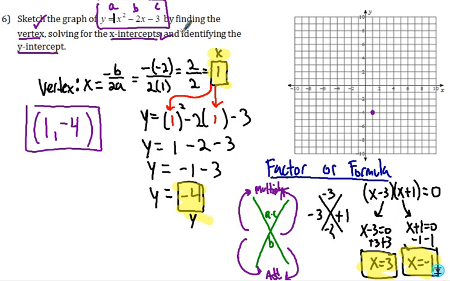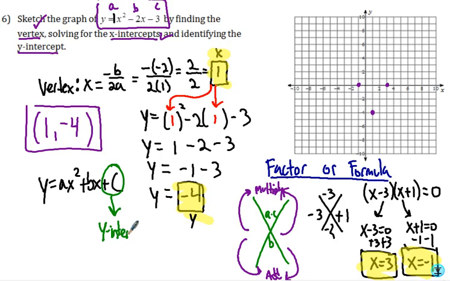Last part they're asking about is the y-intercept. The y-intercept's real easy, and actually you get this one for free. What I mean by you get it for free is that you don't have to do anything. You just look at it, and you know what the y-intercept is. Let me mark these two points. The y-intercept is just whatever the last number is. So in standard form, y equals ax squared plus bx plus c, whatever the last number is, that's going to be your y-intercept.